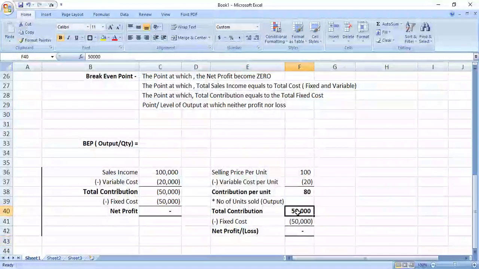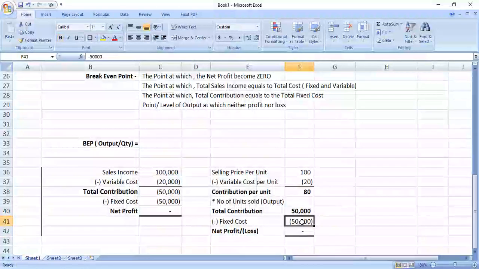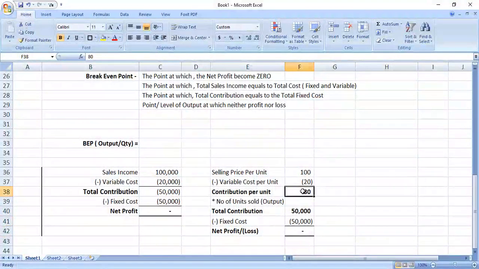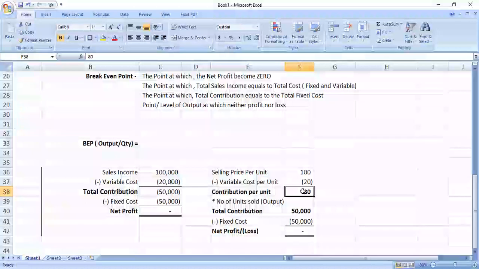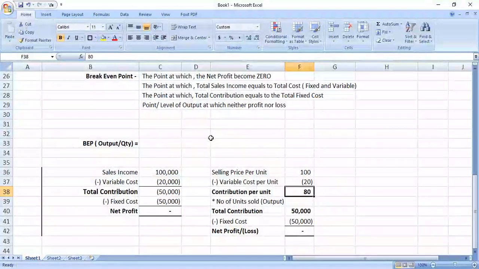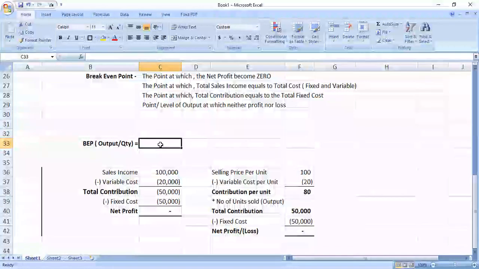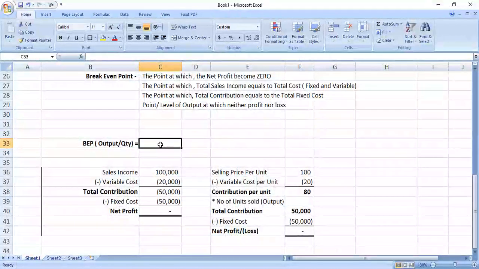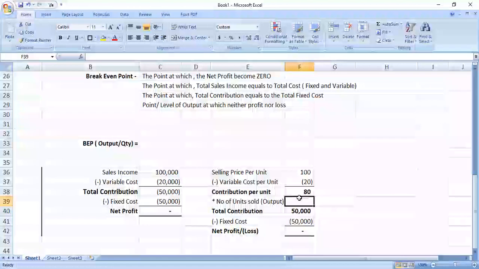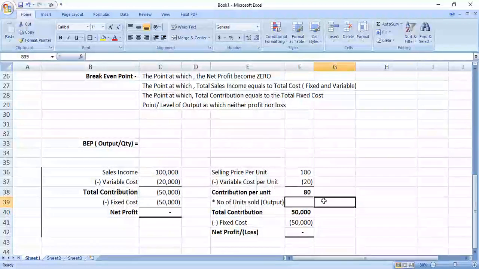I should earn a total contribution of how much? 50,000, which equals the fixed cost, right? And I know my contribution from one unit is 80. So can you calculate how many units I should sell to break even? How can you find out the quantity that I should sell to break even? They're asking for this quantity.